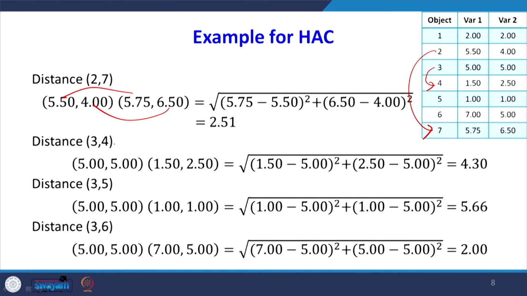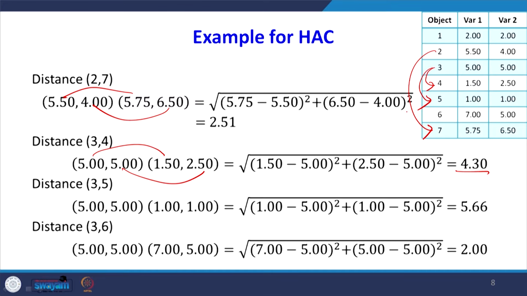So, for the 3 and 4 distance, the position of point 3 is 5 comma 5 and 4 is 1.5 comma 2.5. So, this difference and this difference: (1.5 minus 5) whole square plus (2.5 minus 5) whole square, that is 4.30. Next, 3 and 5.